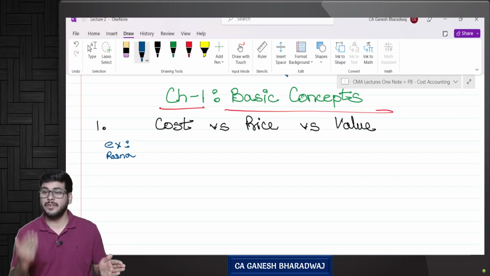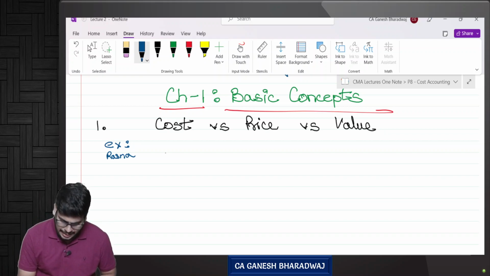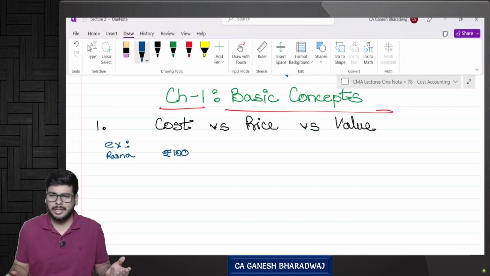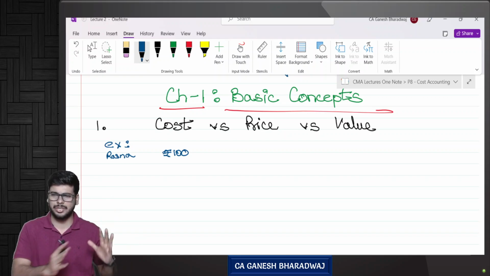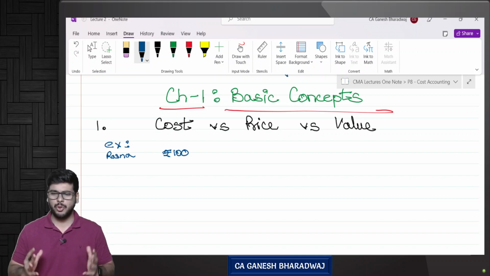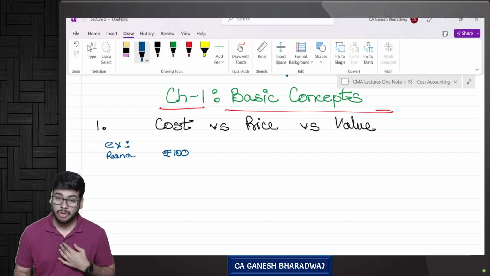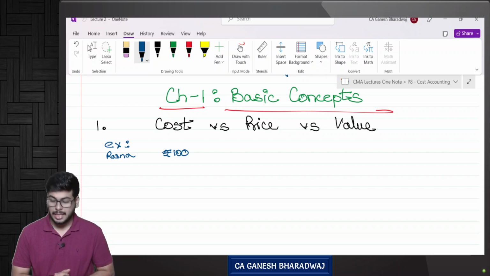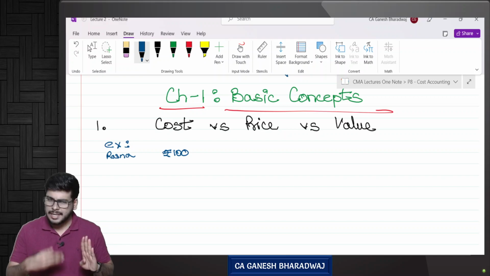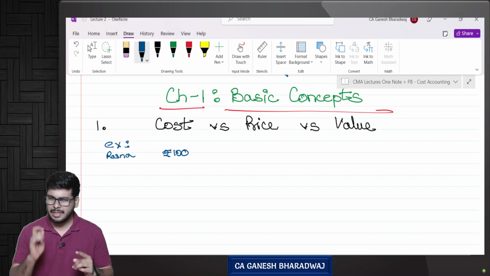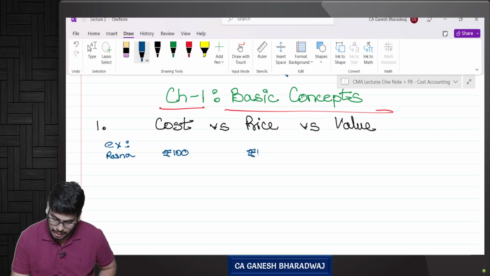Now, for him to manufacture every packet of Rasna, let us say he incurs 100 rupees. Now, how is this 100 rupees made up? Maybe material cost, labor cost, direct expense, indirect expense, whatever expense he is incurring, put together from his viewpoint, he says that, sir, for me to manufacture one pack of Rasna, it is costing me 100. Clear? Yes. Now, what happens? This 100 rupees that is costing him, will he sell it at 100 rupees? No. He will sell it definitely after keeping a margin. Let us say he sells this at 120 rupees.